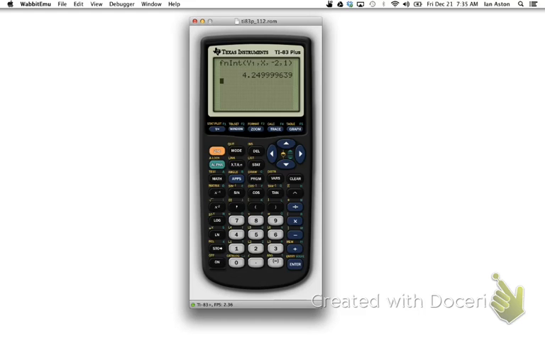That's the process you would need to use in order to integrate using your calculator, and always round your answers to 3 decimal places. So in this case, the written answer would be 4.250.